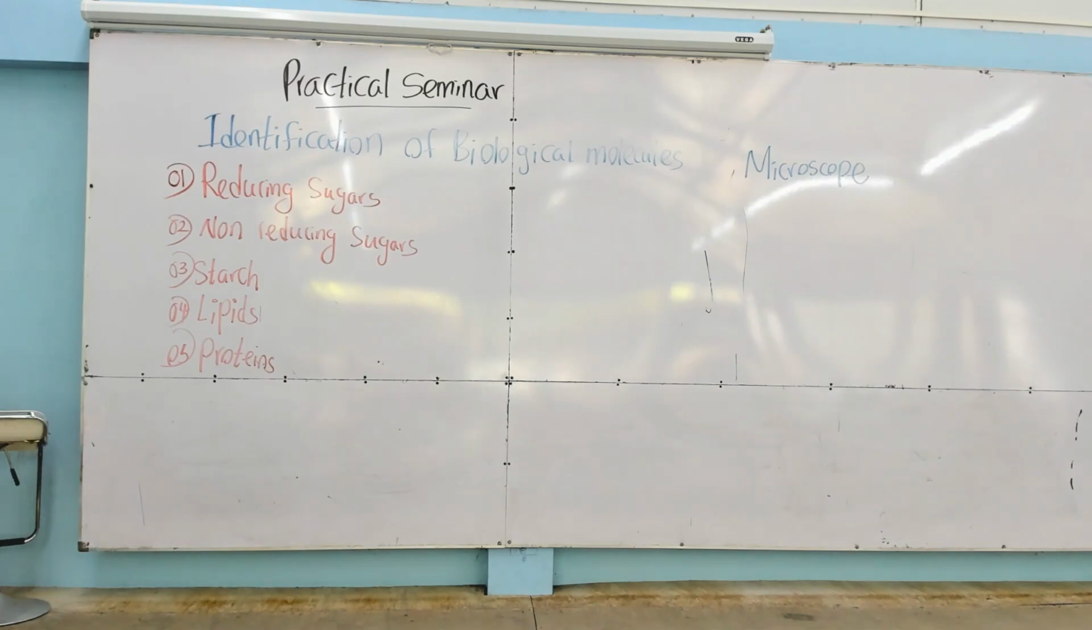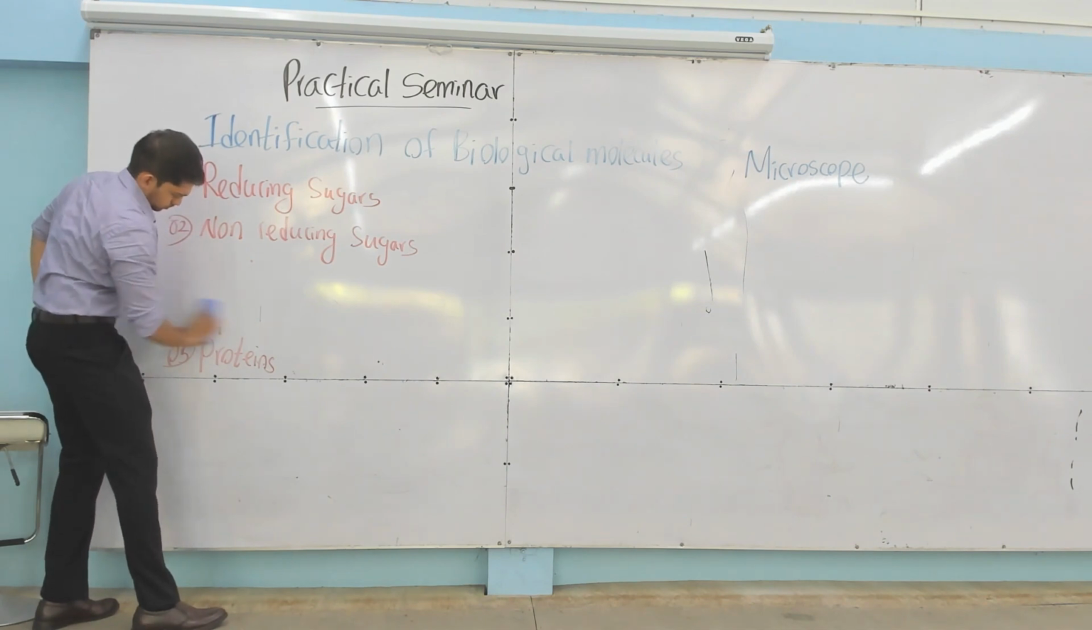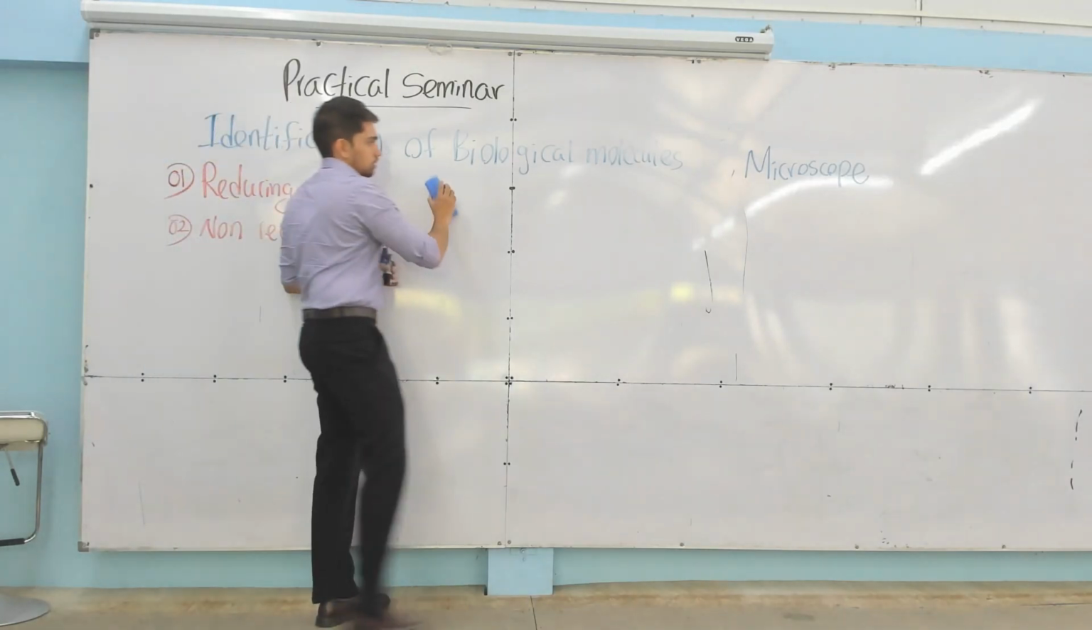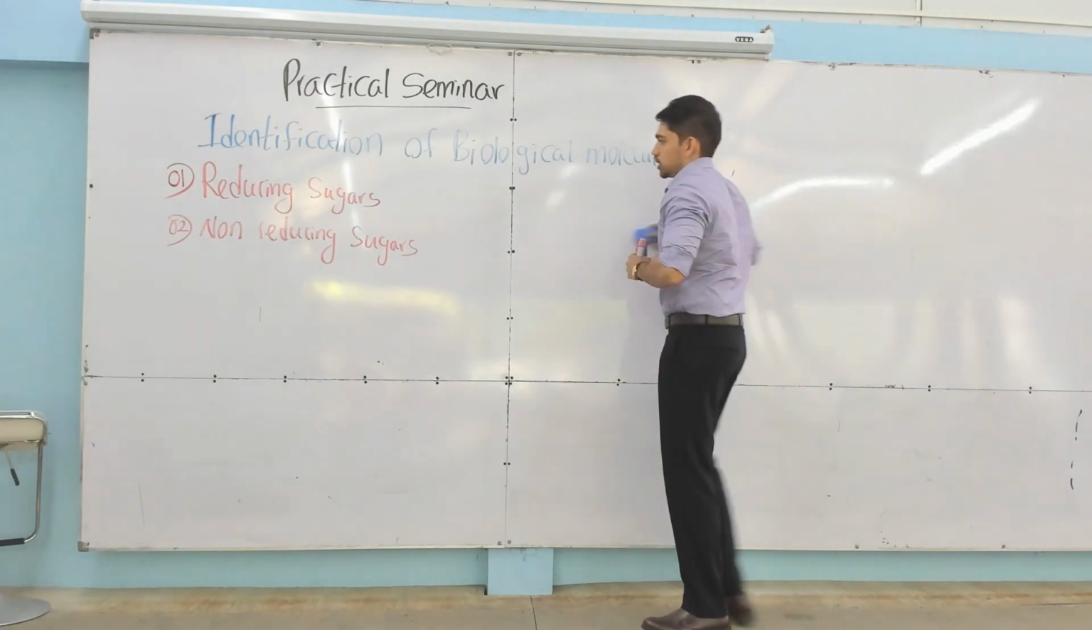So the first practical is going to be from carbohydrates. What is the theory behind it? Identifying reducing sugars and non-reducing sugars. Do you know the concept of reduction? What happens when you are oxidizing or reducing something? This is the practical that is most commonly questioned in your paper.